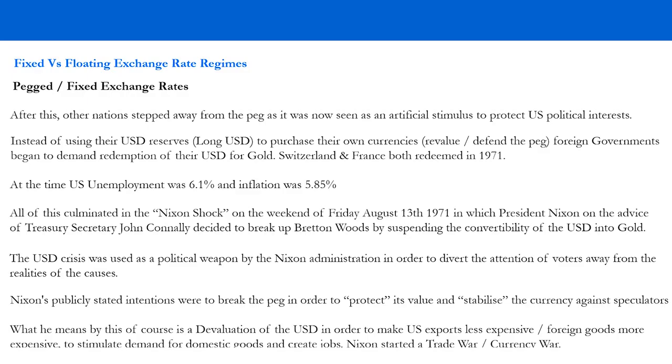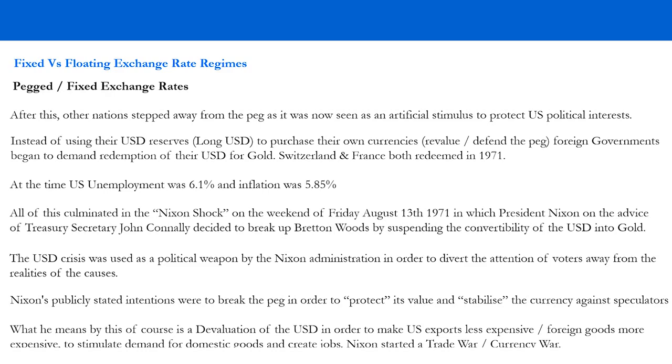So Nixon's publicly stated intentions were to break the peg in order to protect its value and to stabilize the currency against speculators. And this was all just political speak, because it's counterintuitive. How do you protect the value of your currency if you're allowing it to go down? It doesn't make any sense.